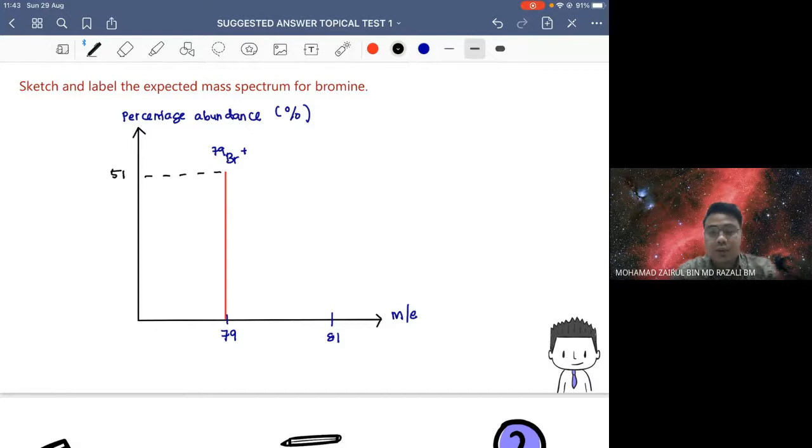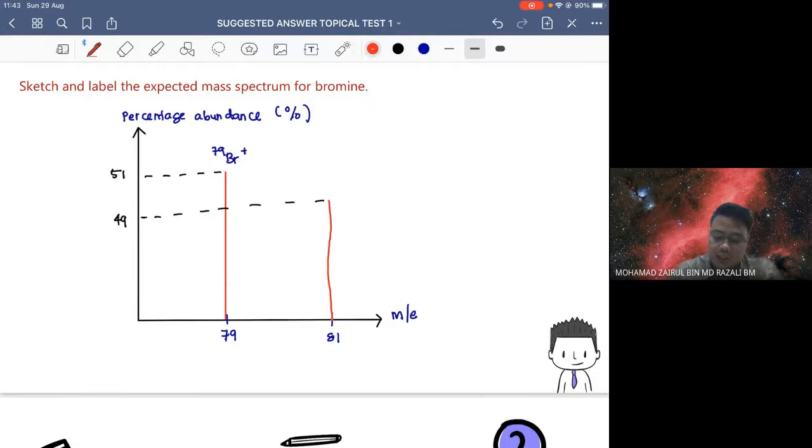Okay, for bromine 81, the isotope abundance is 49. So, maknanya line kita tu akan pendek sikit daripada line bromine 79. So, kita lukis line dia akan pendek sikit. Okay, and then kita buat dotted line. Dotted line, so kita label ni sebagai 49.